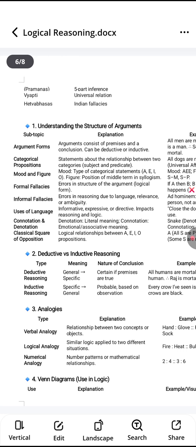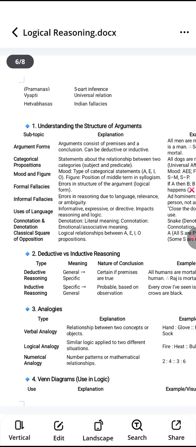Next we have categorical preposition, that means statement about the relationship between two categories, subject and predicate. For example, all dogs are mammals. Hence here you can see that this is the A type, universal affirmative type. Next we have mood and figures. Mood, that means the type of categorical statement. A type, E type, I type and O type. Next we have figure, which include the position of middle term in syllogism.